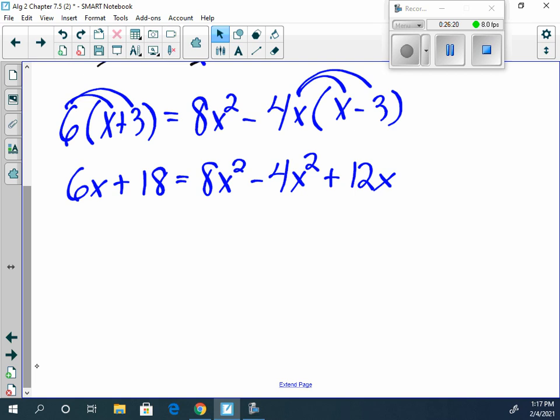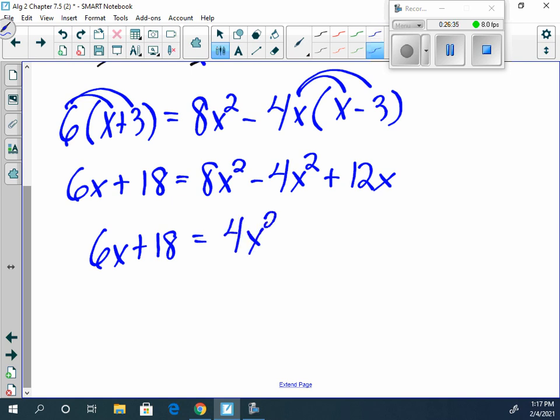Okay, what can we do next? Combine like terms, yes? 6x plus 18. Well, 8x squared minus 4x squared, 8 minus 4 is 4x squared plus 12x. So we've combined all the like terms on the left and right side, yes? Okay, let's get everything onto the side with the x squared term.